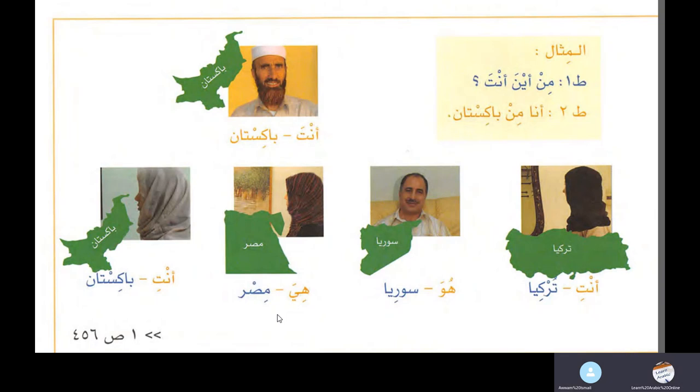من أين هي. Okay, أنا من مصر. No no, هي من مصر, because she is from Egypt, not I am, so you will say هي من مصر, she is from Egypt. Okay, here, من مصر. The other one is going to be anti, من أين أنت؟ أنا من باكستان. Correct. أنا من باكستان.